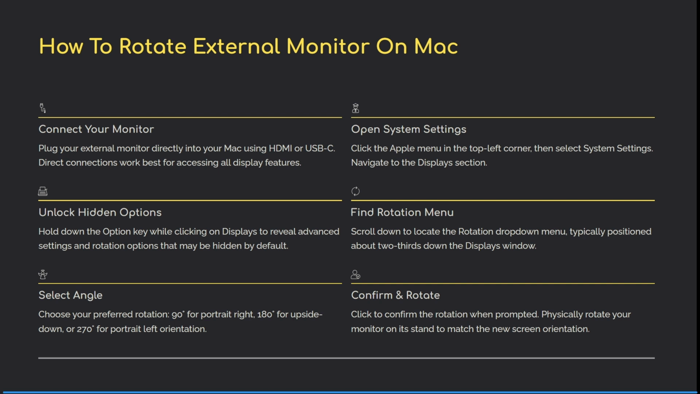Now select your angle. Choose your preferred rotation, so 90 for portrait, 180 for upside down, 0, or 270 for portrait left orientation. Once you've done this, confirm by clicking and the rotation will be applied.